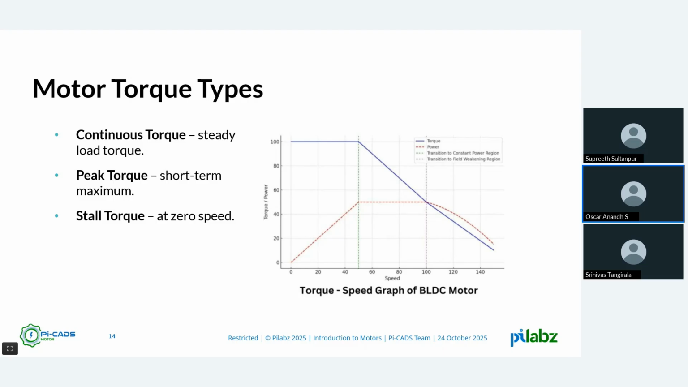Stall torque is the maximum torque the motor can generate at zero speed, when the rotor is not yet rotating, before the rotor starts rotating. When a scooter tries to move from rest with a heavy rider, the motor produces maximum torque to start rotation. But if this condition continues too long, the motor can overheat or burn because no cooling occurs at zero speed of the rotor. This is all about these torques.